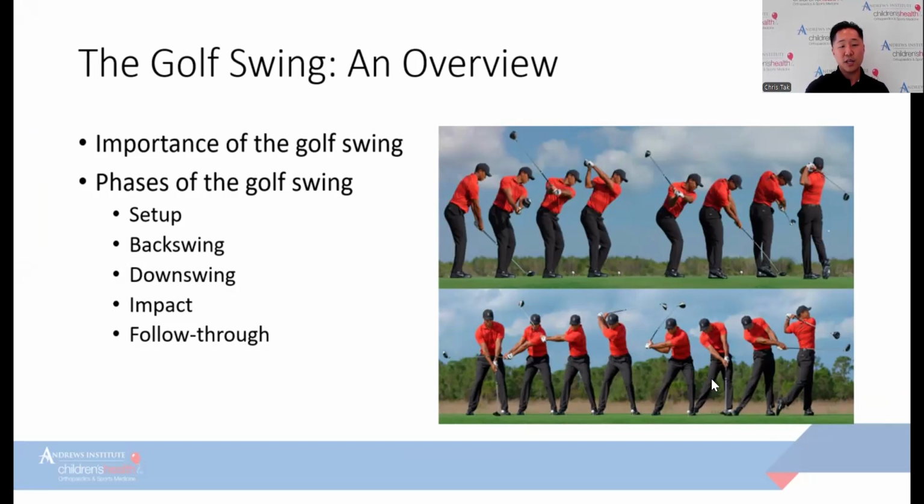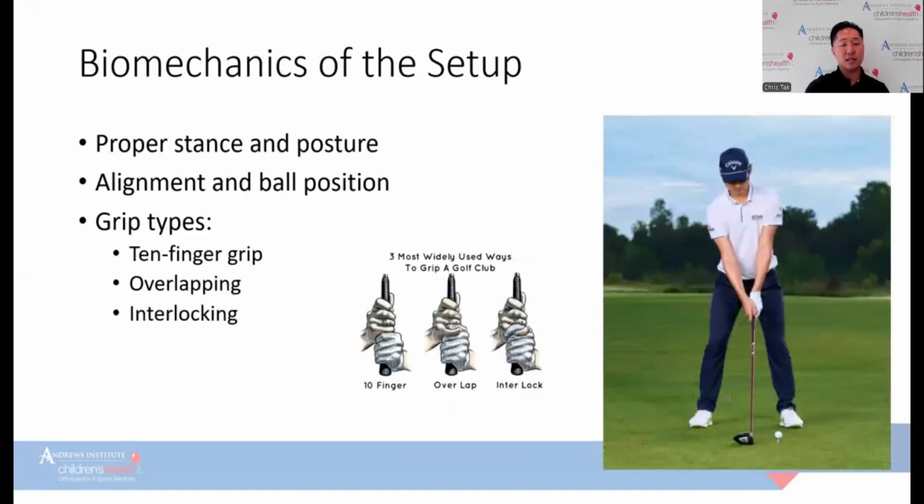Then you have your impact, which is the moment the club strikes the ball. And then you have your follow through, which is the completion of the swing. So these are the basic 5 phases, and we'll break it down into 10 different positions. But we'll start with the biomechanics of the setup itself.